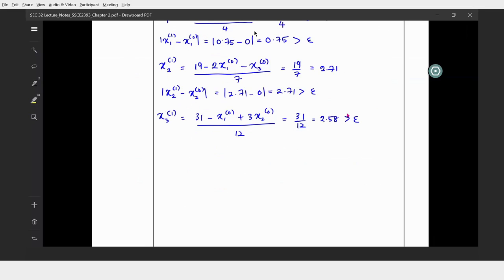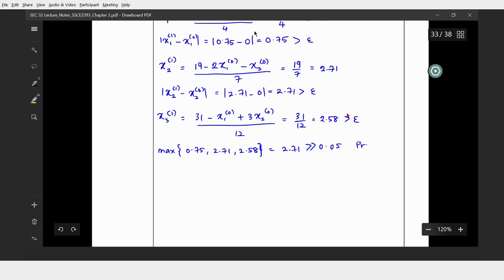Okay, so basically to decide whether you need to proceed or stop, you refer to the error that you have, which is 0.75, 2.71, 2.58. So the maximum, okay, is 2.71 in this case. So this is way greater than 0.05. So, okay, meaning that we need to proceed. Proceed with k equals 1. So you're repeating the same process.